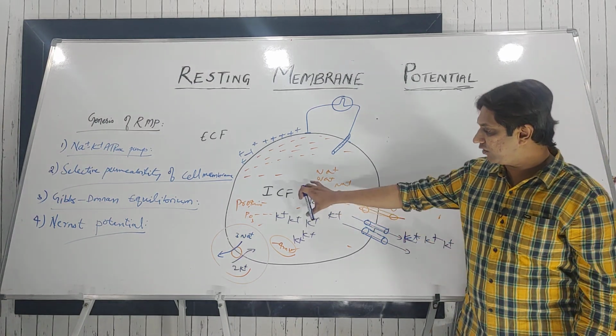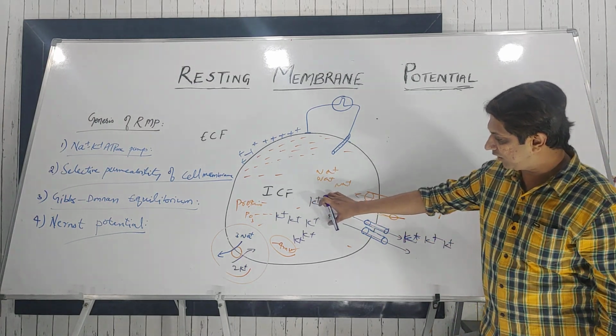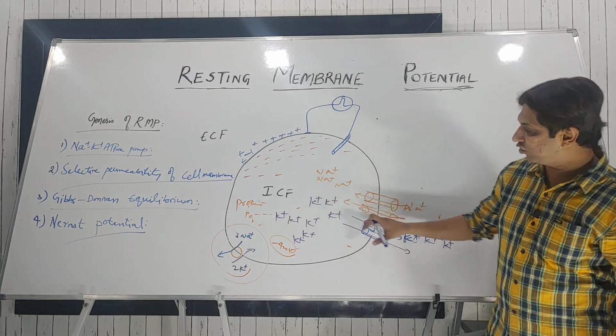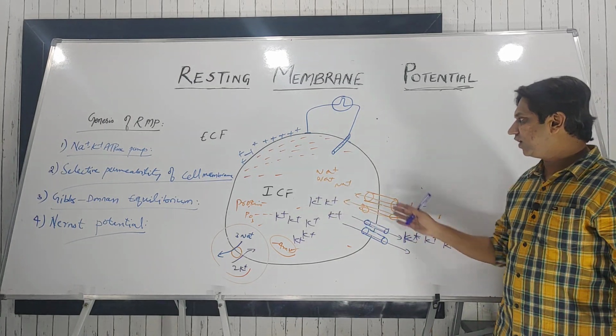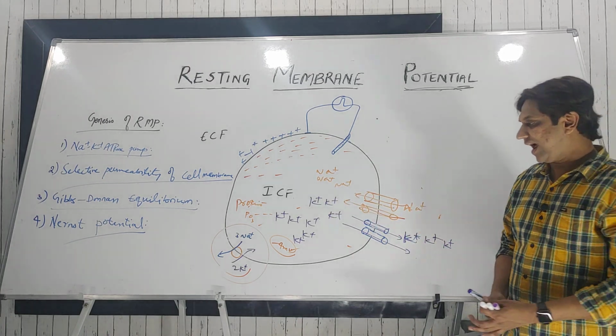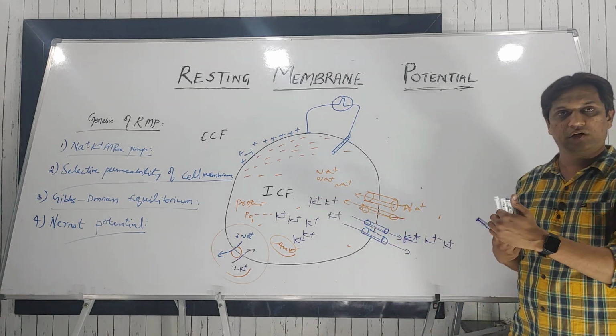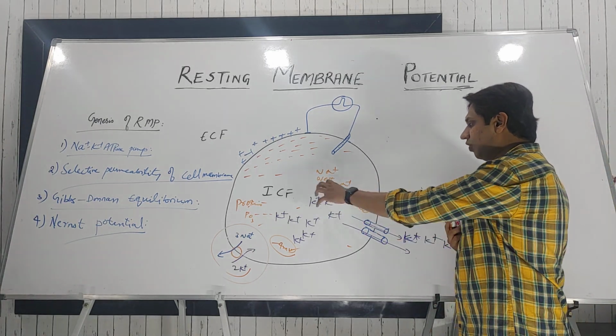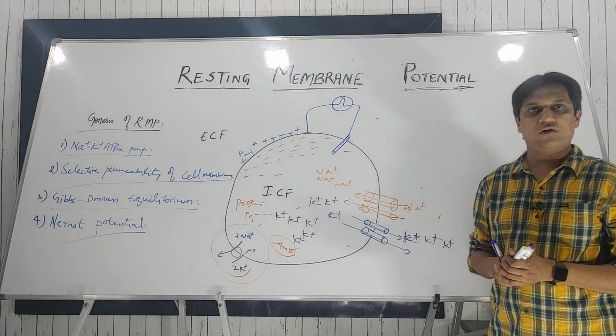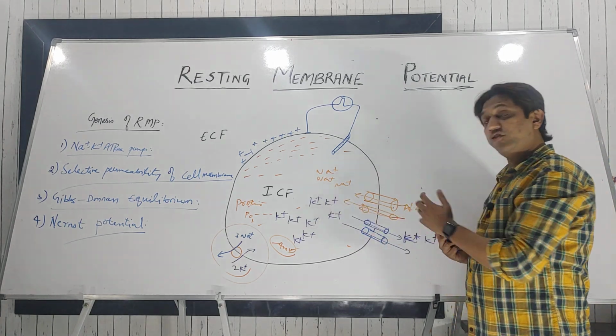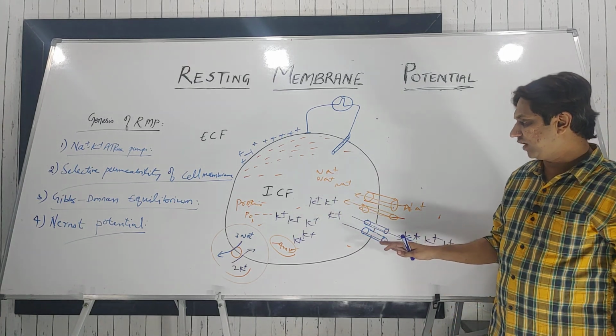Okay, now because of the concentration gradient, potassium is moving from inside to outside, so it is generating some potential, and that potential is known as diffusion potential. That is known as diffusion potential, because of this concentration gradient, because of these leaky channels.